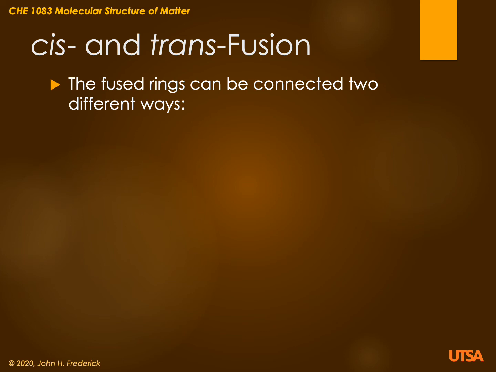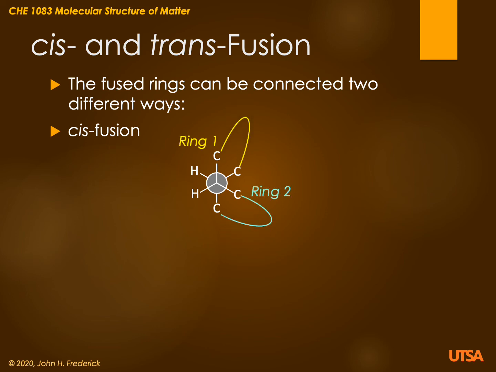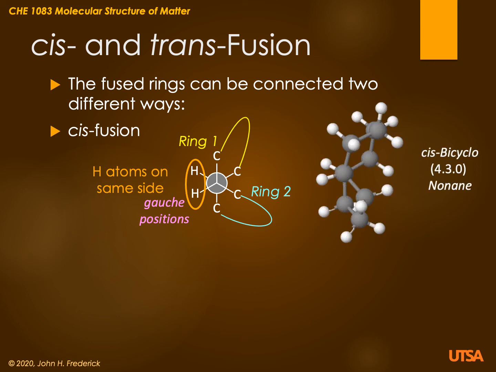The first two that I drew are something that we would call fused in a cis fusion. The cis fusion means the two hydrogens are essentially on the same side of the fused rings, and so if I put those rings in now, they're attached here and here. Those two hydrogens on the same side, as I mentioned before, are in a gauche position. Because they're on the same side of the fused rings, that's why we call it a cis fusion. Now, this in a real molecule like cis-bicyclo-4,3,0-nonane, it would look something like this.